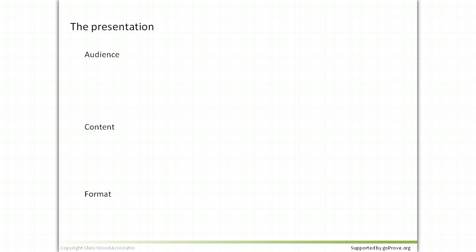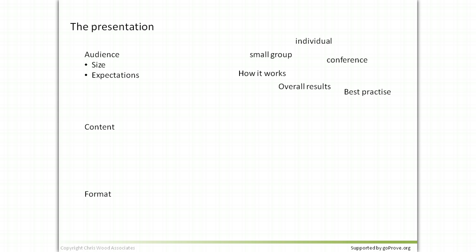During the presentation, you need to bear in mind three things: who is the audience, what is the content you're going to deliver, and in what format should that be delivered. So let's look at the audience. How many people will there be? Is it going to be a small group, just meeting an individual? Or have you got a large group, such as a conference?